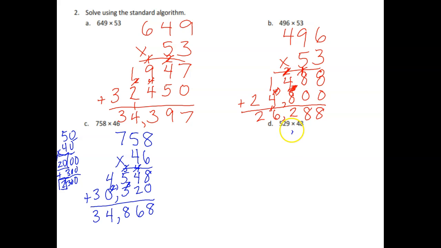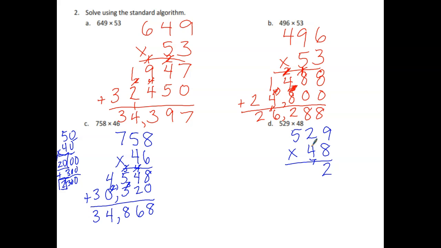Last one, D, is 529 times 48. 529 times 48, well, I know that 8 ones times 9 ones is going to give me 72 ones. I can't put 72 in the ones place, so I'm going to take 70 of my ones and regroup it as 7 tens. Then I say, well, 8 times 2 tens. 8 times 2 tens is the same thing as saying 8 times 20, which is going to give me 16 tens plus my 7 tens.